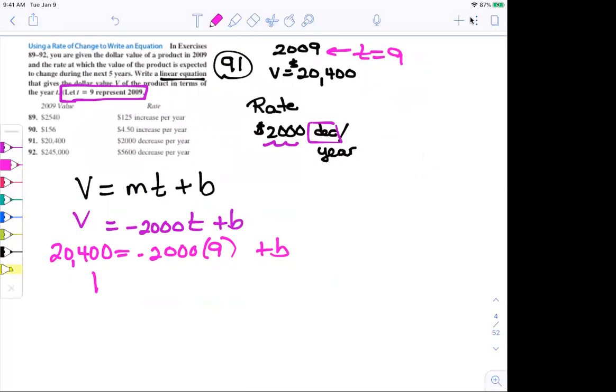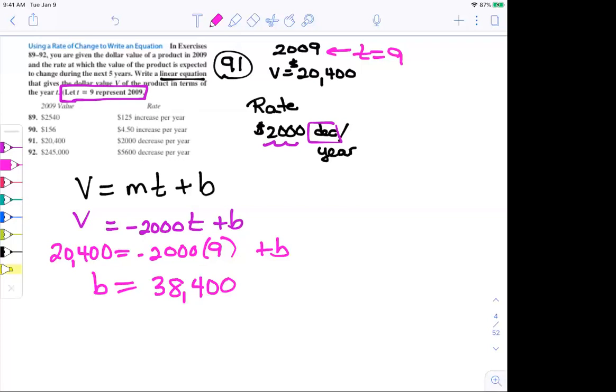And then, Peter, what did you get for the b value? The original value? For the b value, I got 38,400. Yeah. So remember, the y-intercept is the original value. We're talking about the year 2009, but the original would have been 38,400. So that would be our y-intercept. Realize that 2009 isn't the y-intercept, but it's the 9th year of this product that we'd be purchasing. So we can figure out the y-intercept by putting in the 9 in the value and then solving for b.